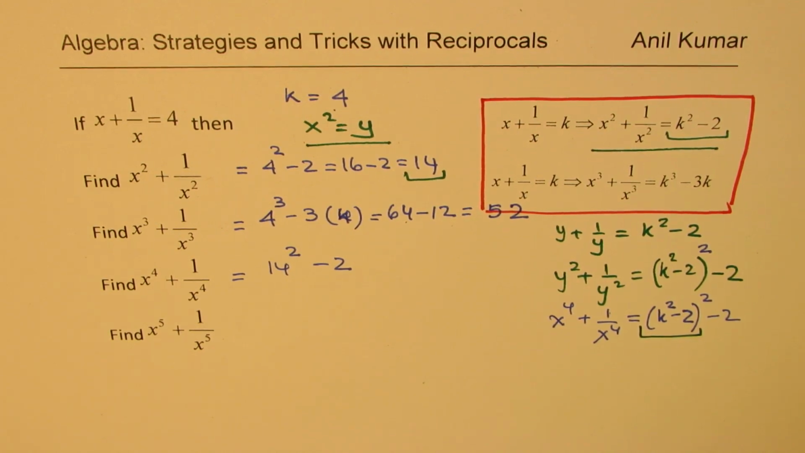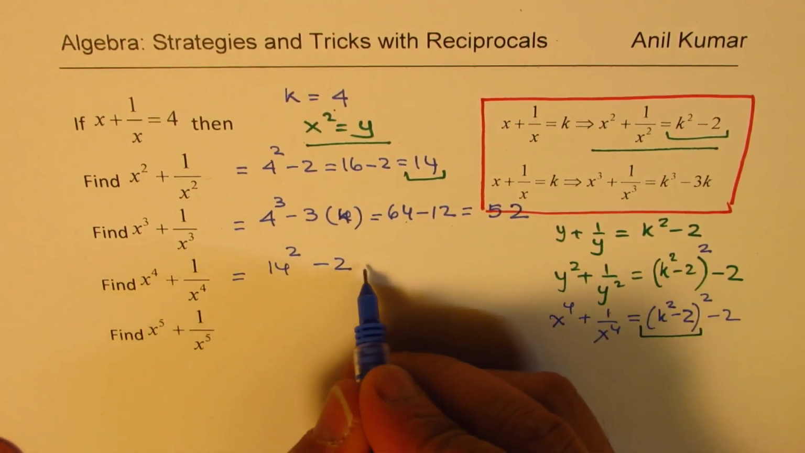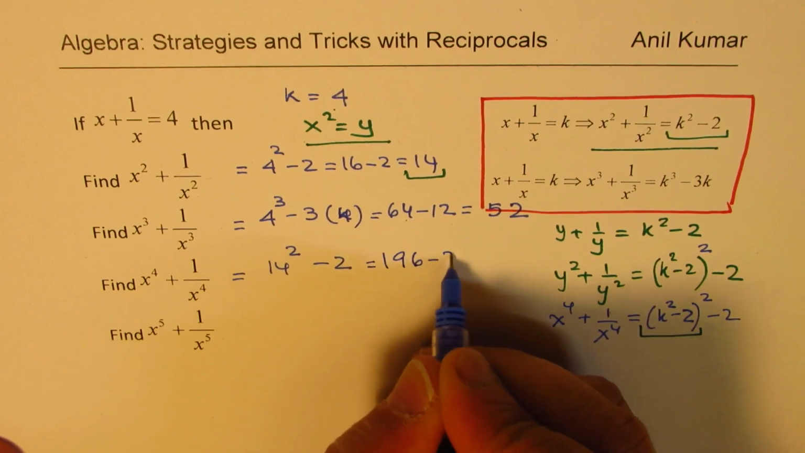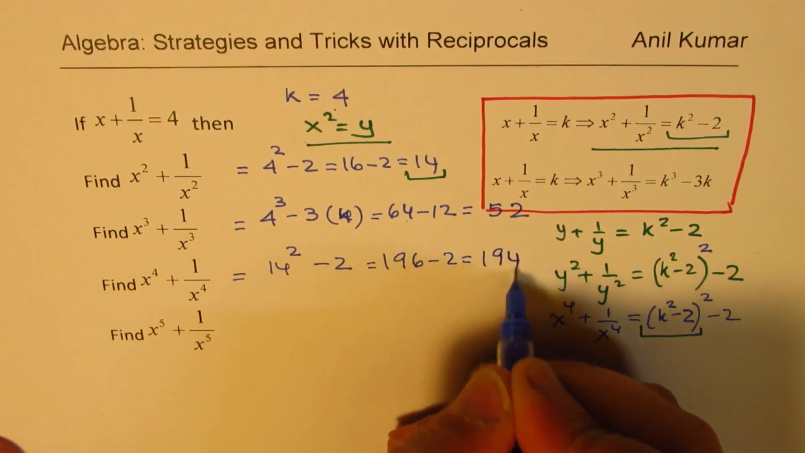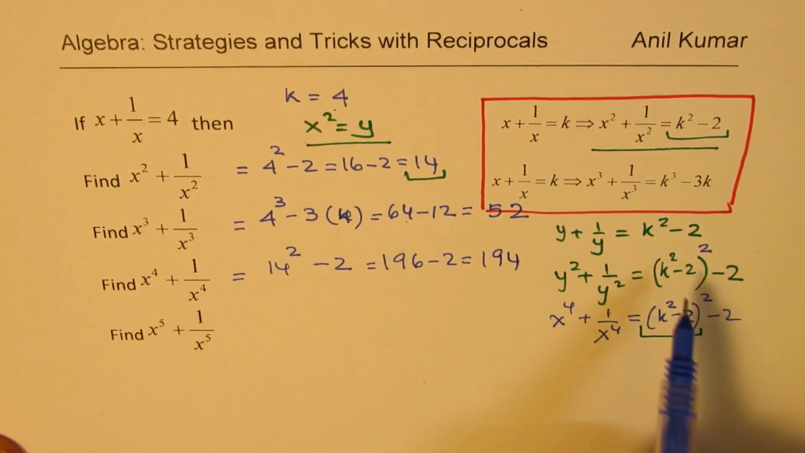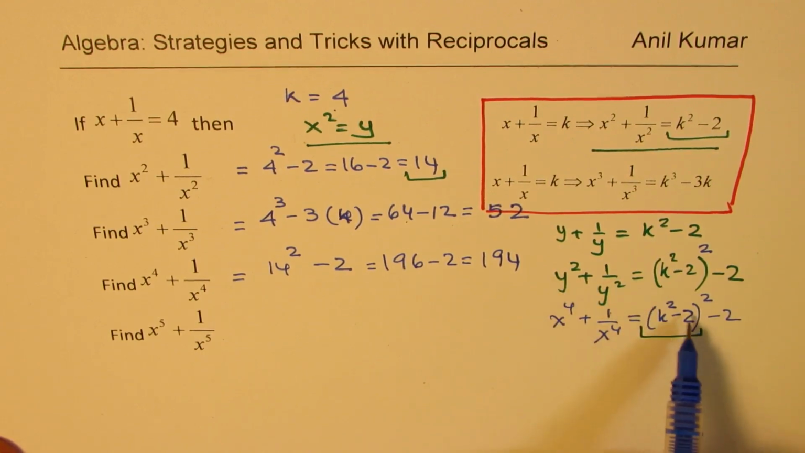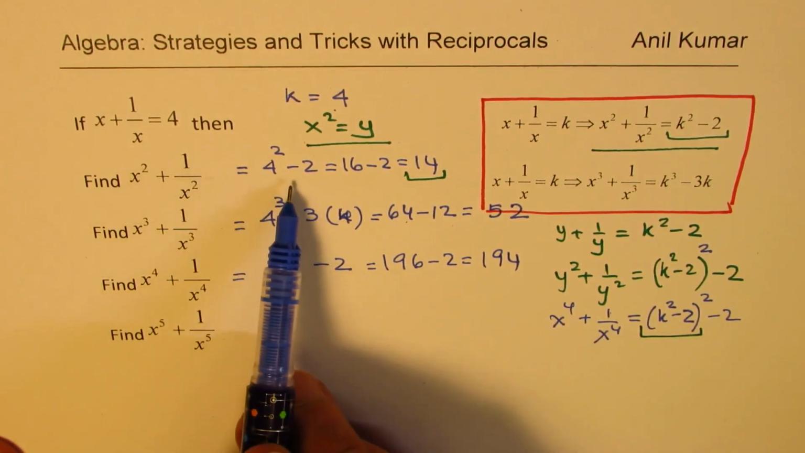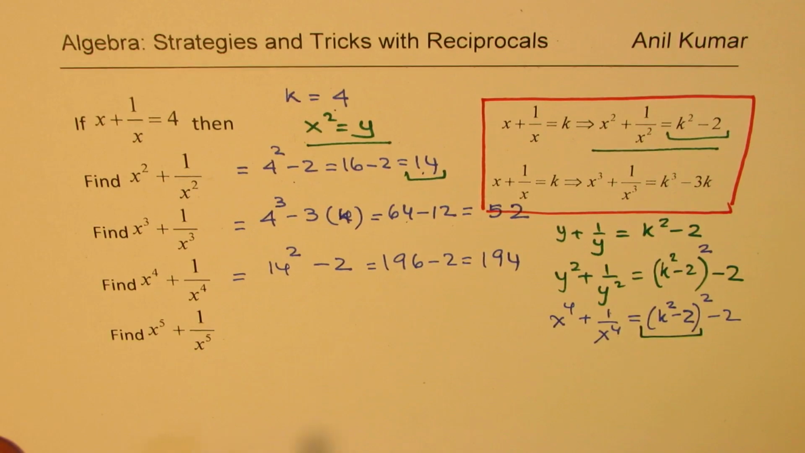Perfect. So does that help you, right? So which gives you 196 minus 2, let me write down 196 minus 2 as equal to 194. Correct? Since we have already calculated the value of k square minus 2, k square minus 2 is right here, 14, right? We are squaring that and taking away 2. Does that make sense to you, right?